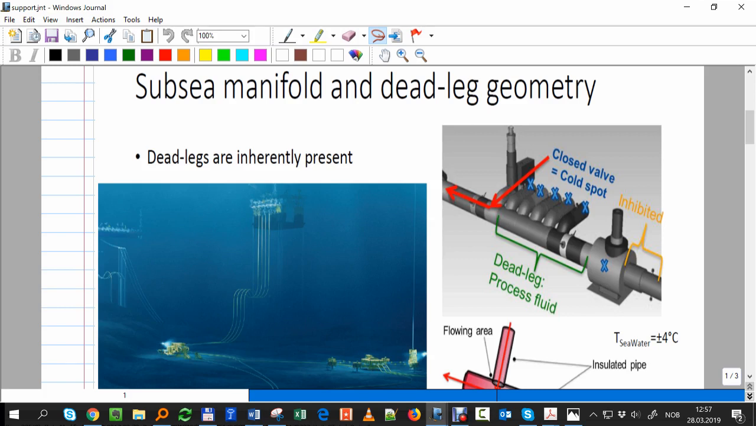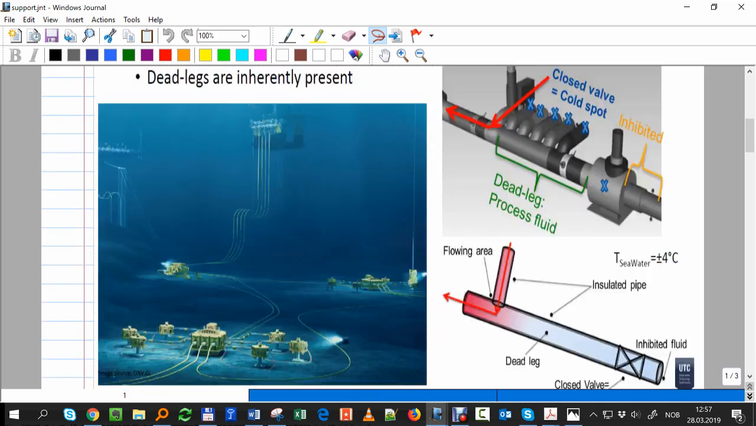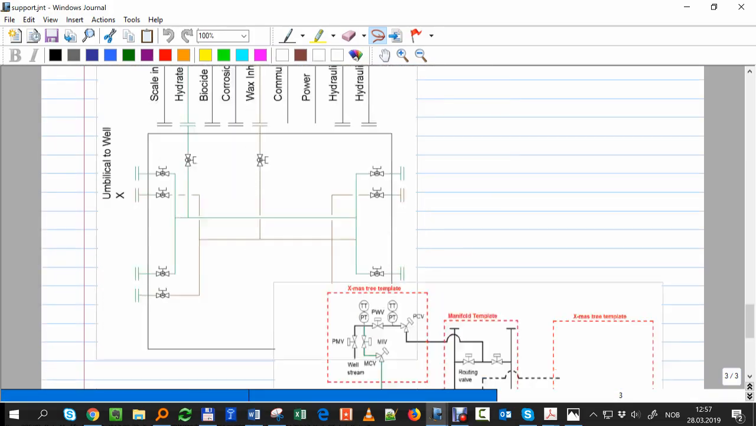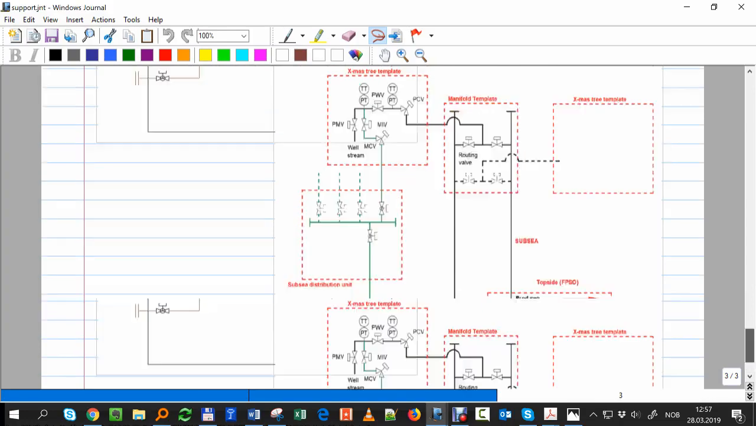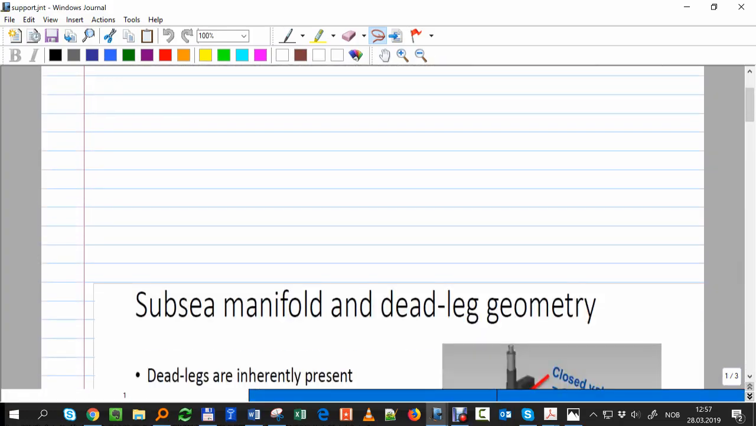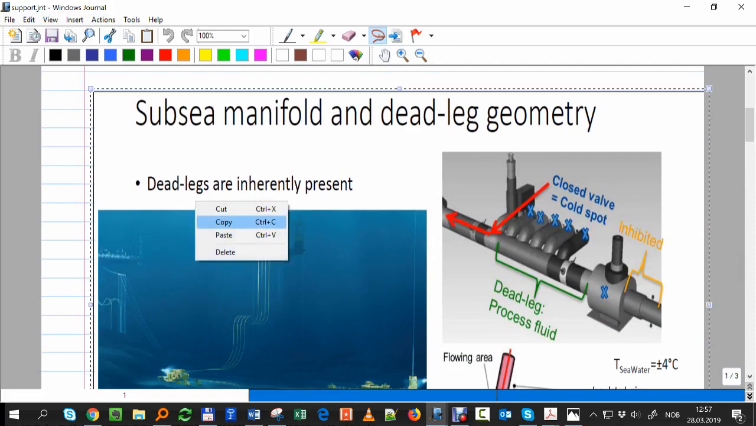Okay. So that's also something that is done during the field development process. I have to find out what dead legs I might have, and how I ensure that these dead legs are inhibited, are protected, even though there is no flow. Okay. Is that clear, more or less? Any questions?